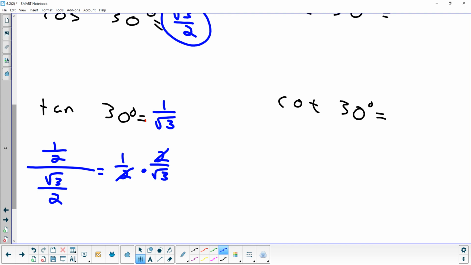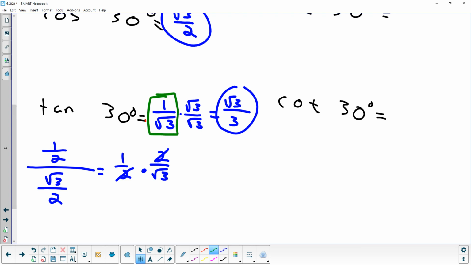Is it okay to leave it like that? No. What do I have to multiply by to fix it? Tyler? The square root of 3 on top and bottom. And when I do that, 1 times the square root of 3 is the square root of 3. And what's the square root of 3 times the square root of 3? 3. There we go. Now, don't forget about this. We'll come back to that. That might come in handy. It's still good that we did that.